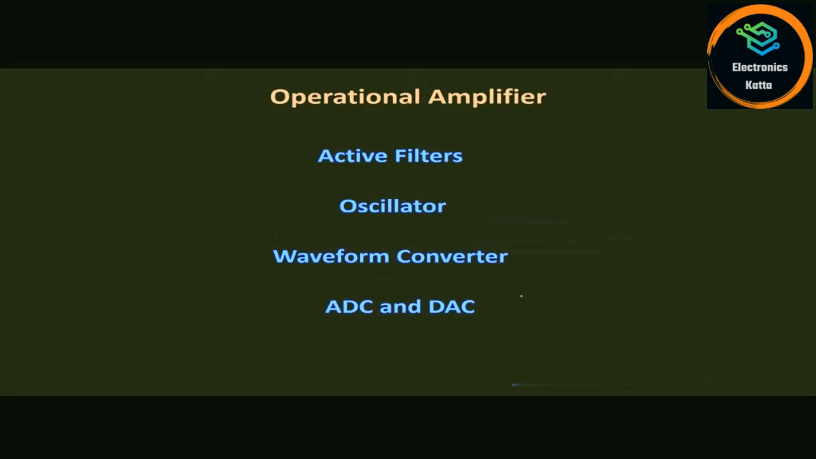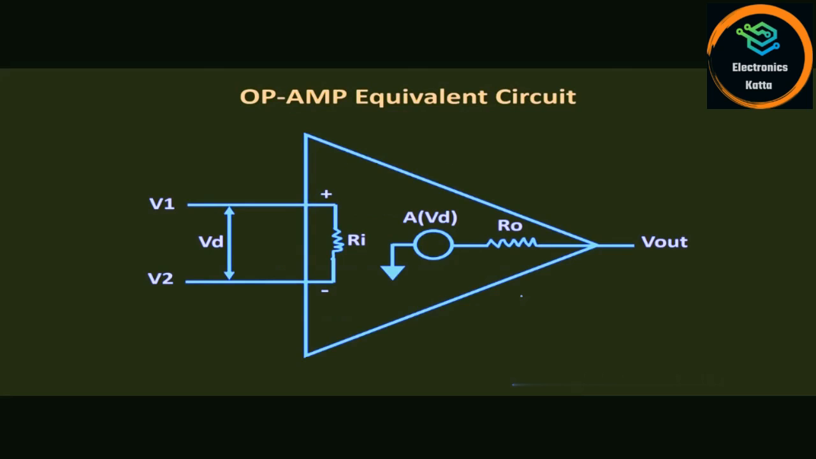But this op-amp can also be used in so many other applications, like designing active filters, oscillators, waveform converters, and analog to digital and digital to analog converters. And if we count, the list will go on. So basically this op-amp is a very versatile IC, and you will find it in so many applications. The reason it is used in so many applications is because of its different characteristics. So let us see the different characteristics of the op-amp because of which it is so versatile. Before we see that, let us see the equivalent circuit of the op-amp.